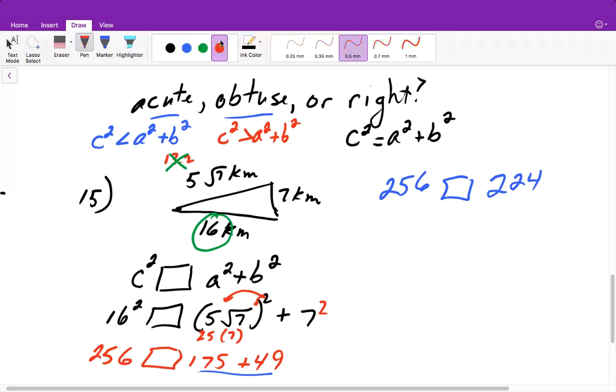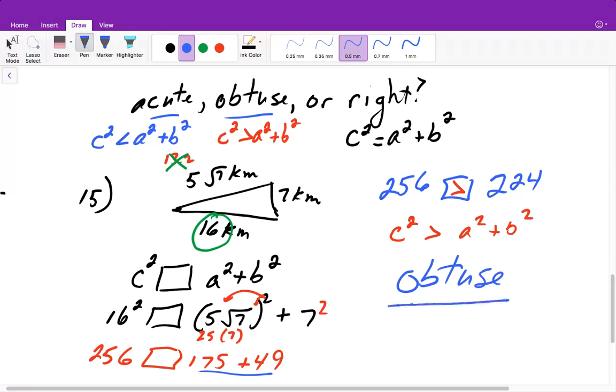Well, in this case, our c squared is greater than our a squared plus our b squared. So when our c squared is greater than, we would say that this is obtuse. So it is an obtuse triangle. If this were to be less than, then it would have been an acute triangle. If it was equal to, it would have been a right triangle.